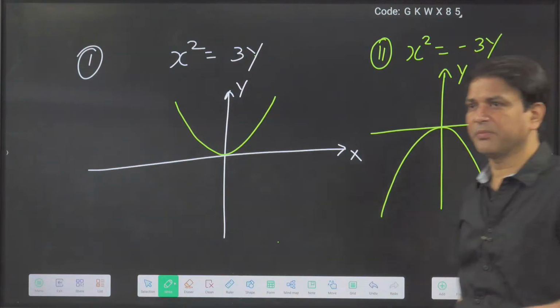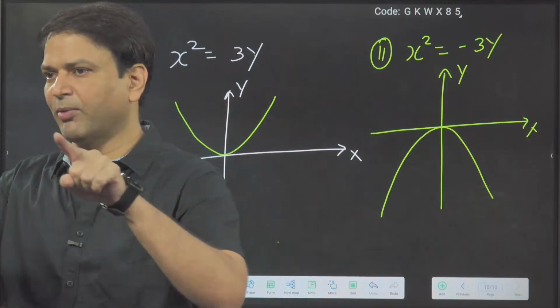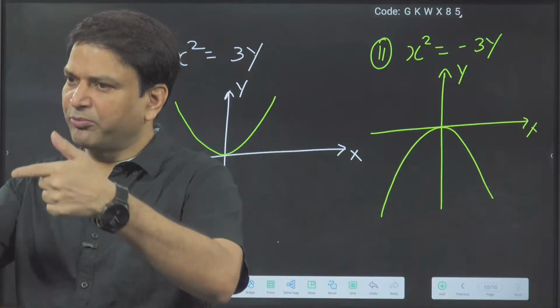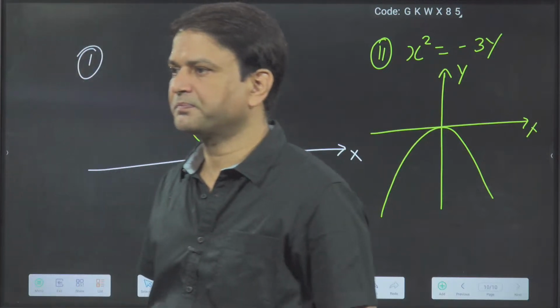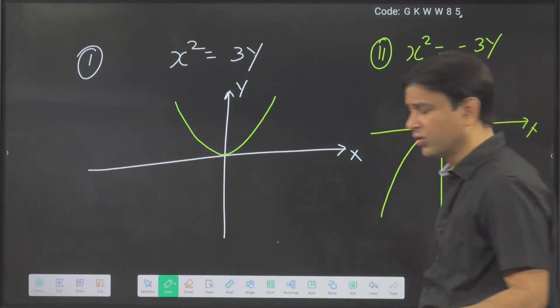So the shape is the same. X square is equal to 3y: x square means symmetric about y, so you make it upward. But if they have given the negative, then in the same way we make it downward. Are you all done?